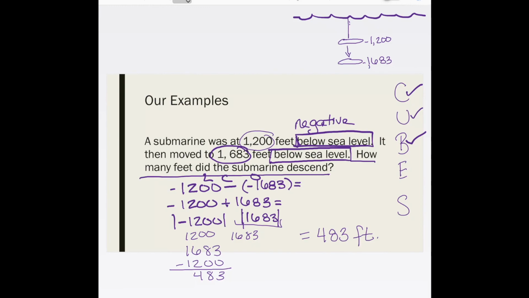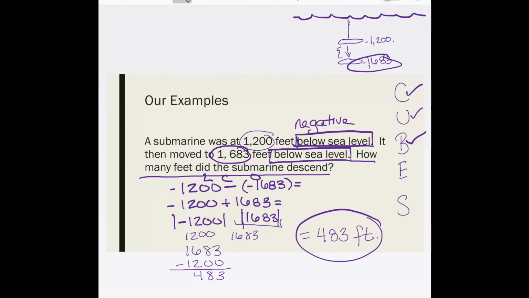The question's asking us how many feet did the submarine descend? It's asking us for how much space is between where it was and where it ended up. It's asking us for this distance. Well, if we're figuring out that distance, what we're really doing is subtracting them, right? We're subtracting the end from where it started, which means I set it up as negative 1,200 minus negative 1,683. And then I LCO, and I get positive 483 feet.